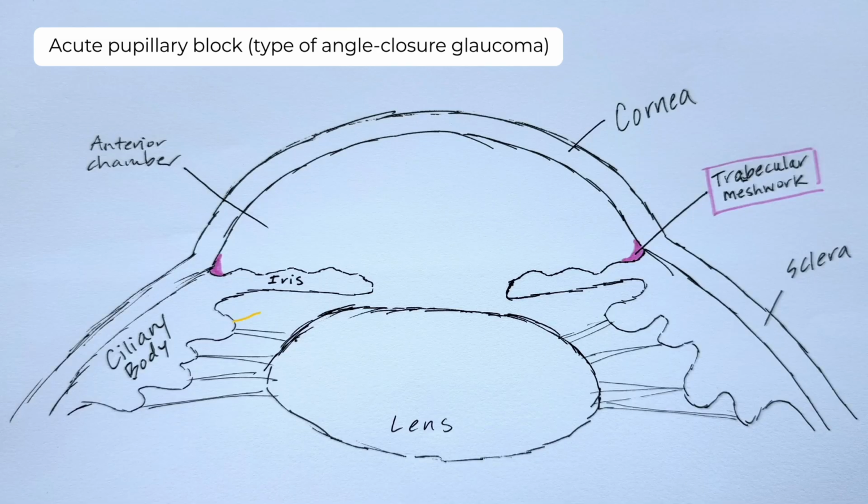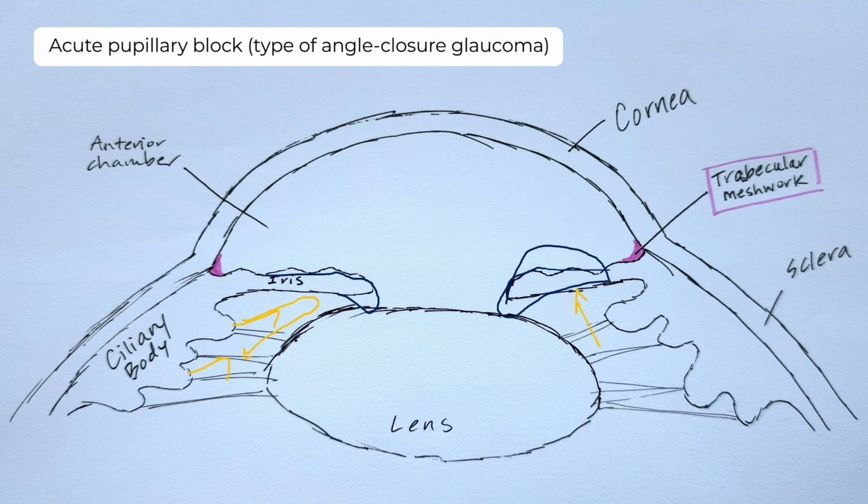Normally, the aqueous humor is produced by the ciliary body, and then it moves from the posterior chamber through the pupil into the anterior chamber, and then it exits through the trabecular meshwork. So that's the outflow. So if the iris is stuck to the lens, and all the while the ciliary body is continuing to produce aqueous humor, it can no longer flow from the posterior chamber to the anterior chamber through the pupil.